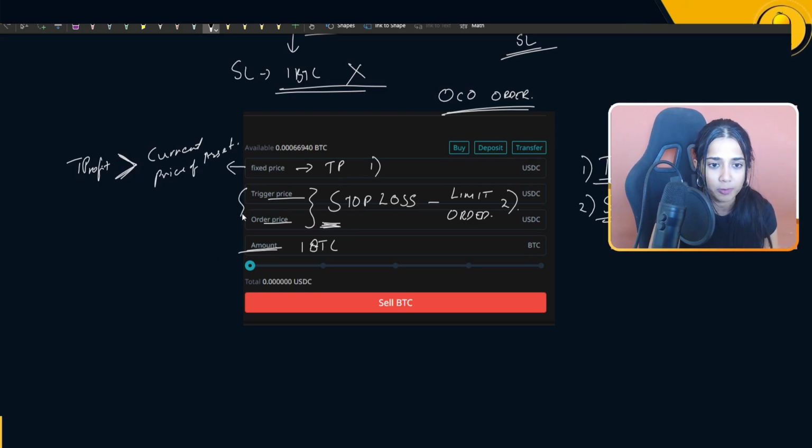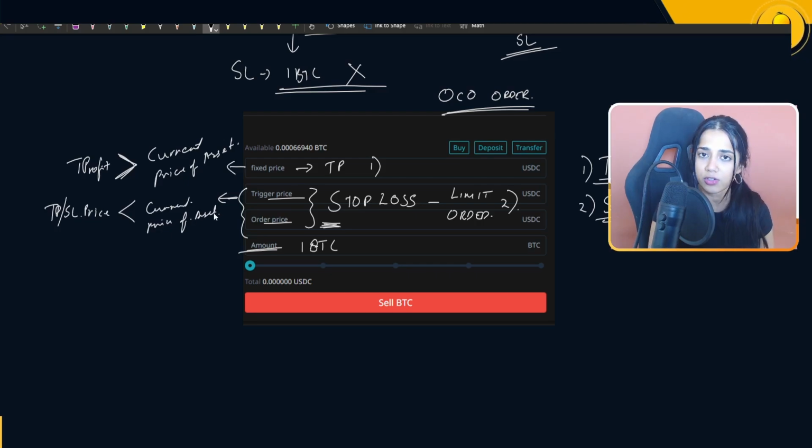As far as the stop loss order is concerned, that trigger price right there, we'll also call it the TP / stop loss price. The trigger price needs to be less than the current price of the asset. Because once again, it only makes sense, right? It's your stop loss. It should be lower than whatever the price is at right now.